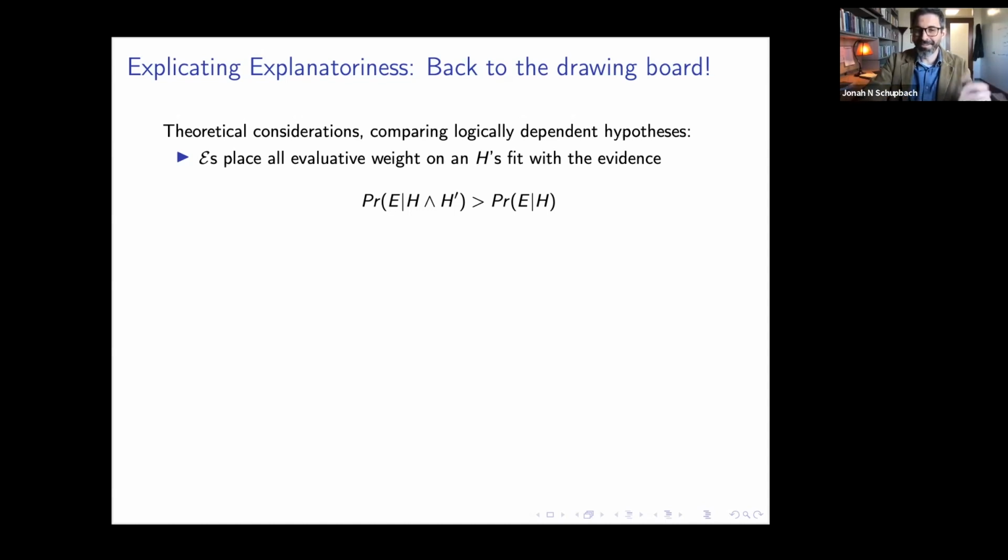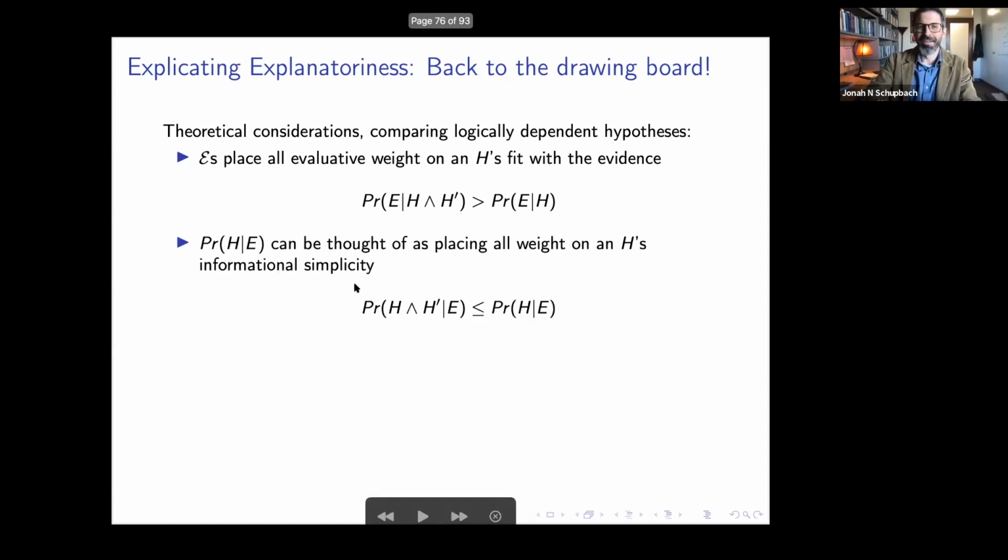On the other hand, and interestingly, the posterior probability can be thought of in the exact reverse way. So the posterior probability can be thought of as placing all weight on a hypothesis's informational simplicity. And why is that the case? It always penalizes for saying more. You always want to say less. You never want to say more.